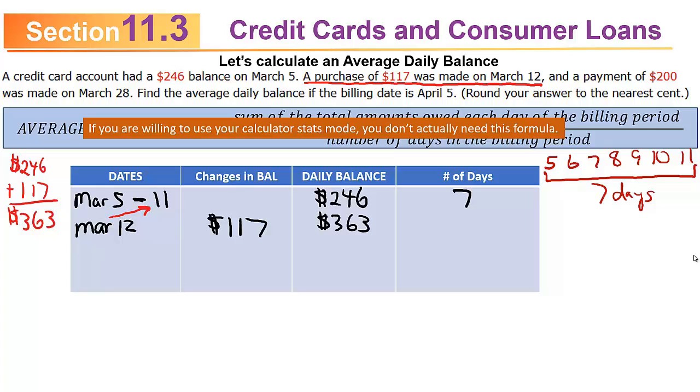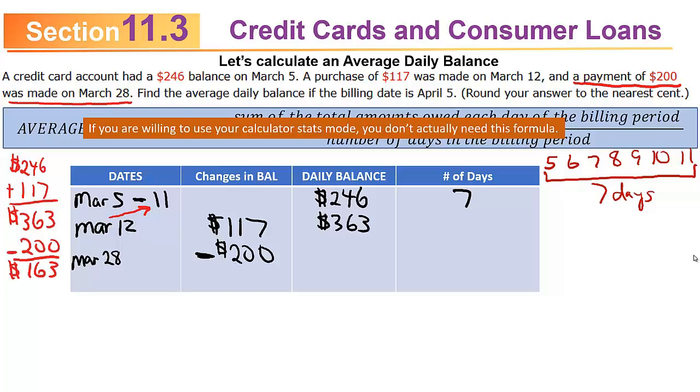Now let's move to the next transaction. You'll notice that a payment of $200 was made on March the 28th. So the next line of the table should be March the 28th. There was a payment, so that decreases the credit card balance. So that's a minus $200. And if you take $200 away from the previous daily balance of $363, you end up with a $163 daily balance. And now that you have that in, you can go back up and see the ending date on the previous line. So if the payment was made on March the 28th, that means the previous daily balance of $363 ended the day before on March the 27th.